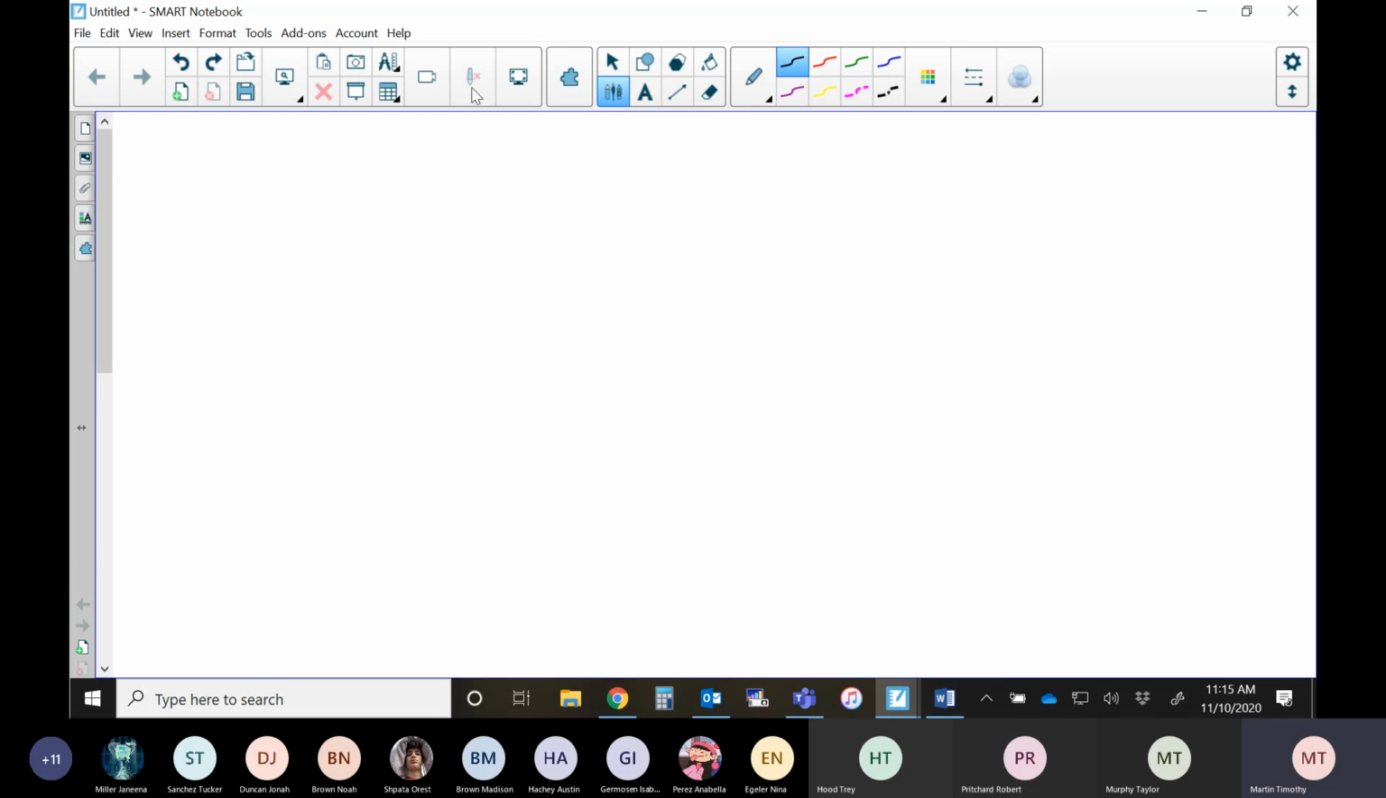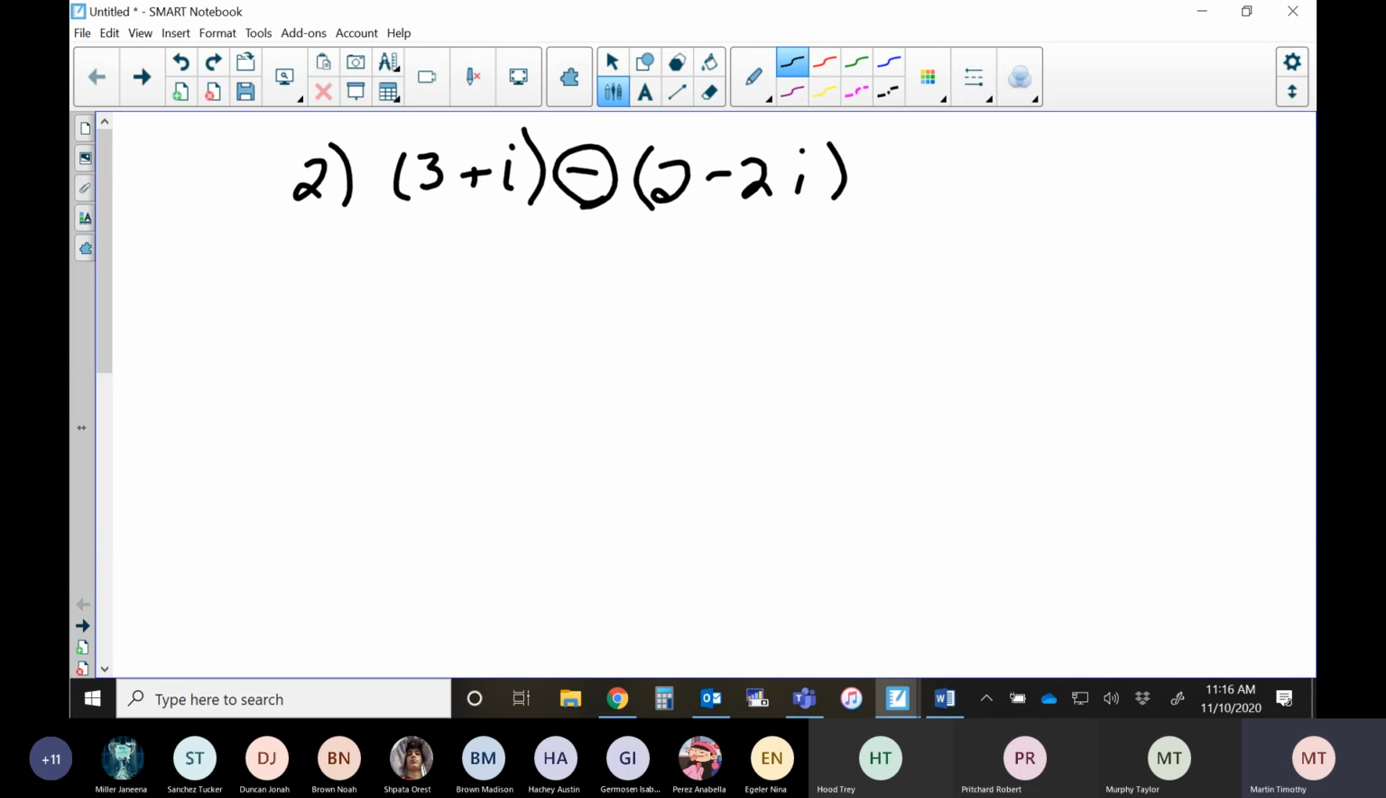All right, so the next thing, number 2, talked about 3 plus i minus 2 minus 2i. The big thing is this being a subtraction sign, I can't just drop my parentheses until I distribute that negative. When I do distribute the negative, I can drop my parentheses, and then all that does is change this from a positive 2 to a negative 2, a negative 2i to a positive 2i. It just changes all the signs.